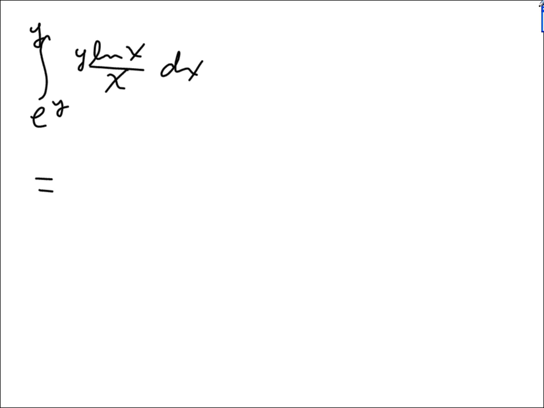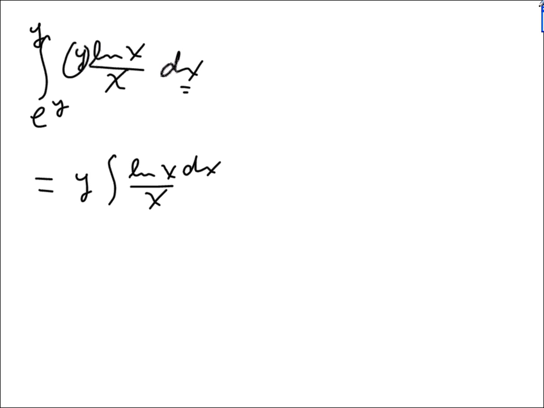As always, let's try another one. Suppose you have the integral from e to the y to y of y ln of x over x dx. So basically the y, not being a function of x, is a constant. You can bring it in front if that makes you happier.